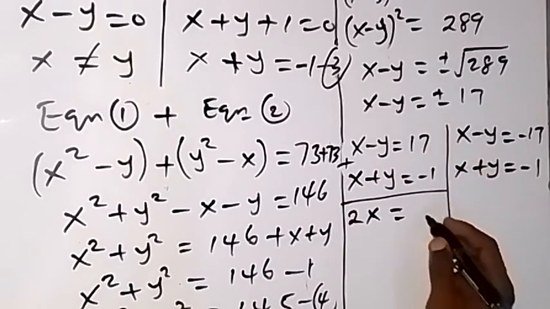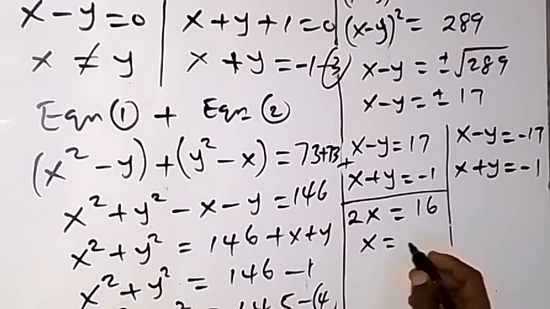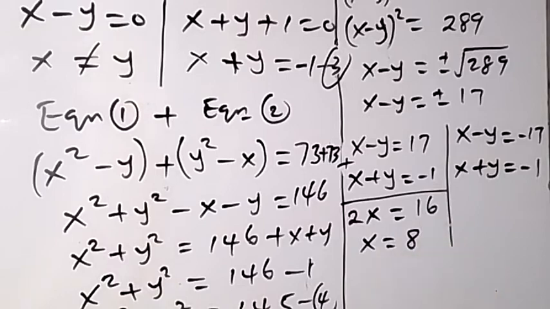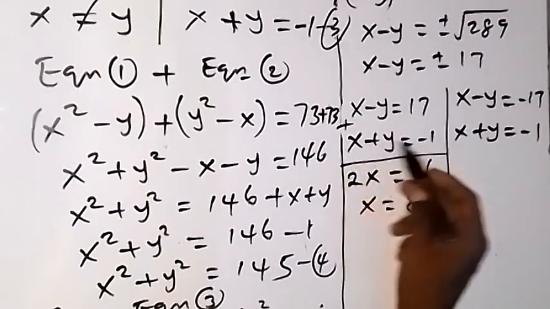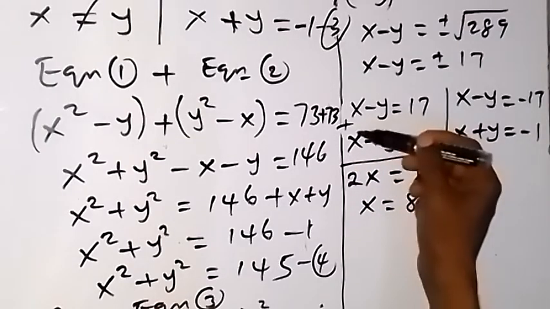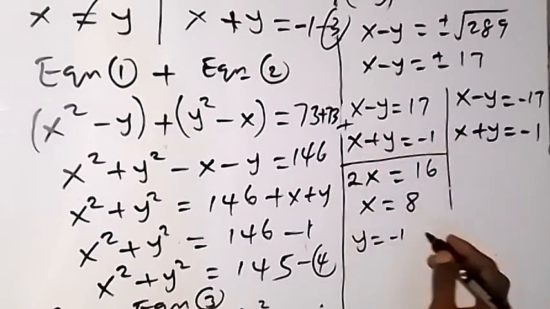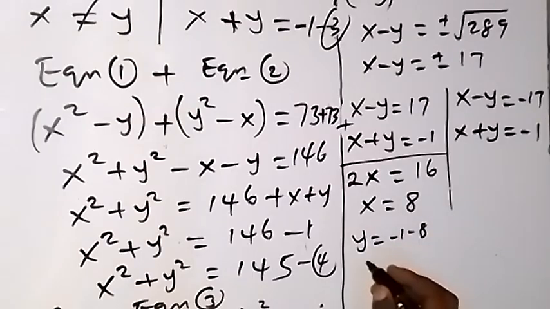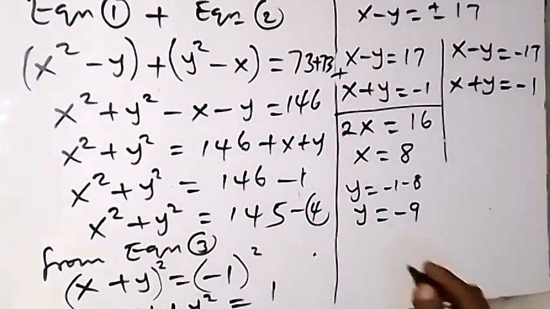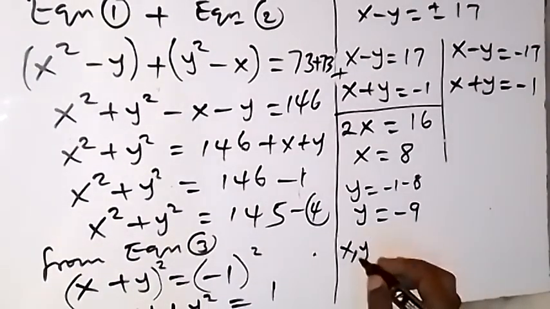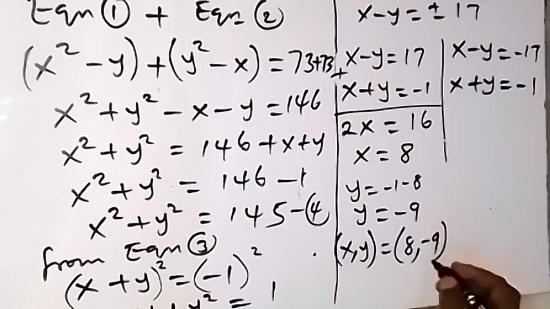17 minus 1, that will give us 16. We can divide both sides by 2, that is x will now be equal to 16 over 2, that's 8. So we got x equals 8. And we can substitute x equals 8 in this particular equation, which is equation 3. So with x equals 8, y will now be equal to minus 1, then minus 8. When we carry 8 to that side, y will now be equal to minus 9. So for this particular case, we got x, y to be equal to 8, minus 9. So this is the solution here.